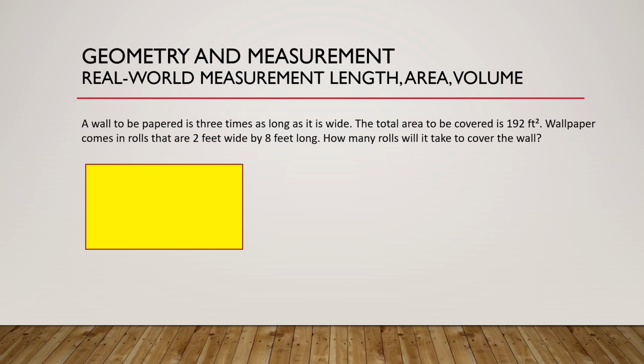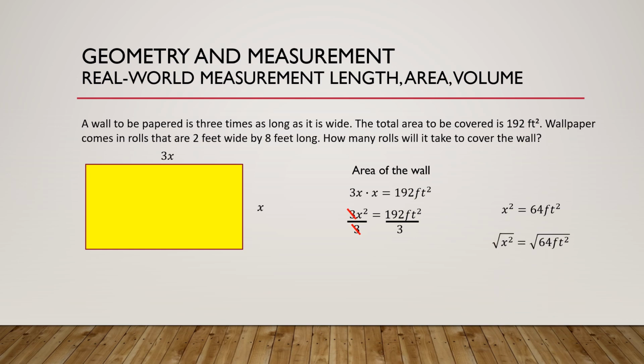To find the dimensions of the wall, we set the width as x, which means the length would be 3 times x. Since the area is known to be 192 square feet, we can set up the area equation, x times 3x equals 192. Multiply to get 3x squared equals 192. Divide both sides by 3 to get x squared equals 64, or x equals 8 feet. Therefore, the width is 8 feet, and the length is 3 times 8, or 24 feet.